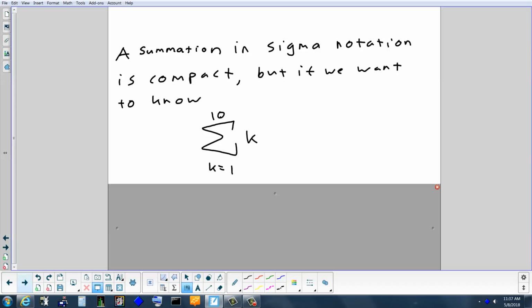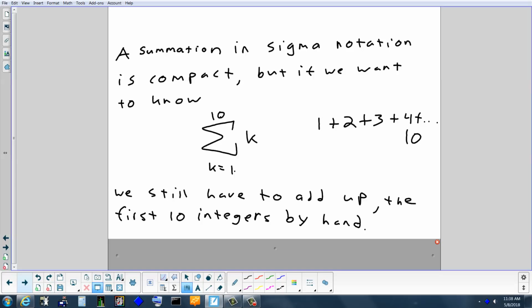It's not like it's 2k or 5k plus 1 squared. It's just a k. So you plug in 1 for k, you get 1. Plug in 2 for k, you get 2. Plug in 3, you get 3. Plug in 4, all the way up to 10. So if you wanted to do this out, you would still have to add up every single number from 1 to 10, which isn't bad, but imagine you had to add up every number from 1 to 1,000,000. Now it's going to take a little longer.